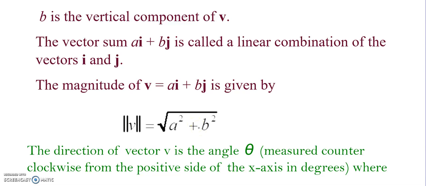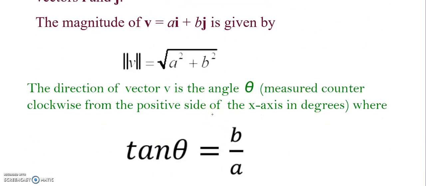The direction of vector v. So this is a new part. The direction is an angle. It's always an angle measured counterclockwise from the positive side of the x-axis. It's usually in degrees. That's just how we measure things in trig in general, you know, when we think about our unit circle. So that's what we're doing here as well.